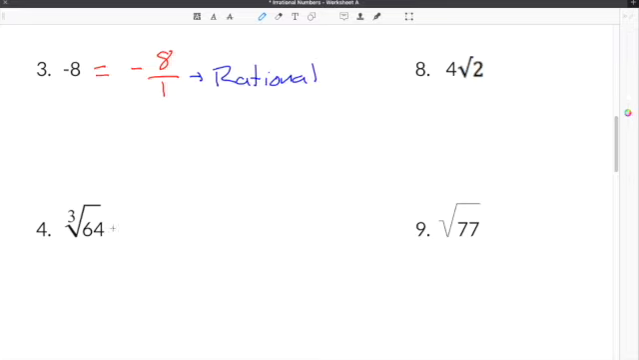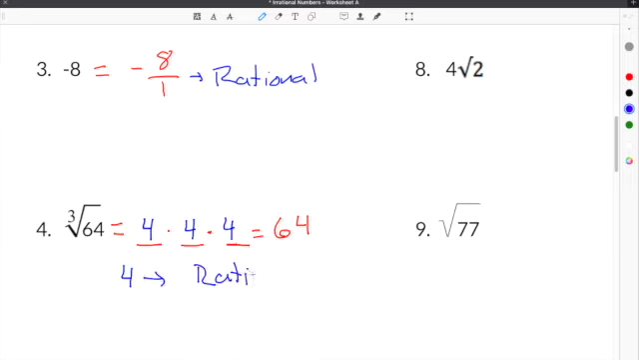Number 4 gives us the cube root of 64. In order to simplify this, we have to find what number times what number times what number equals 64. In this case, that number is 4. So because it's 4 times 4 times 4, 4 is a whole number, which means the cube root of 64 is rational.